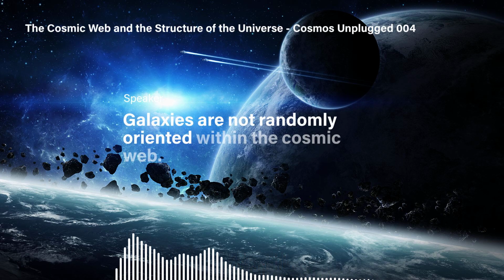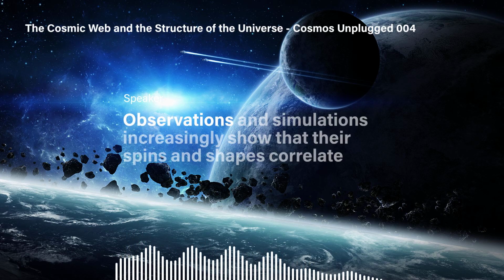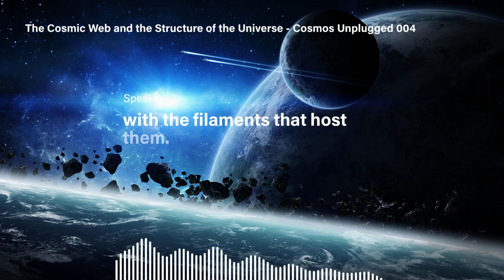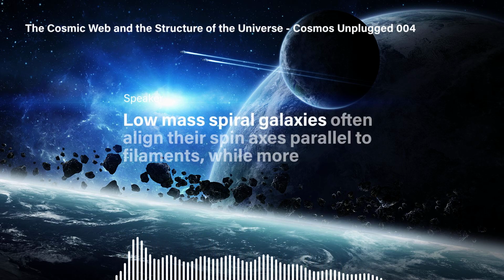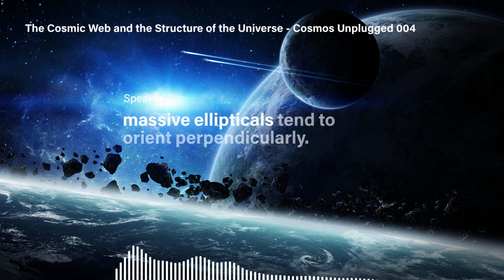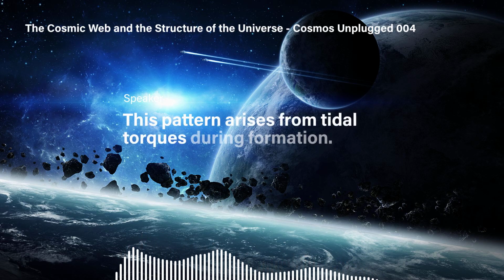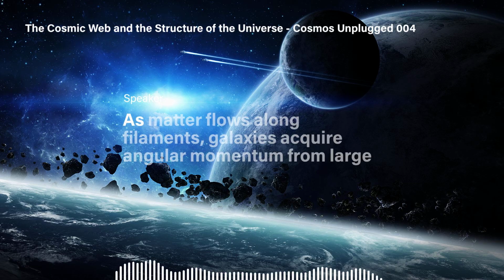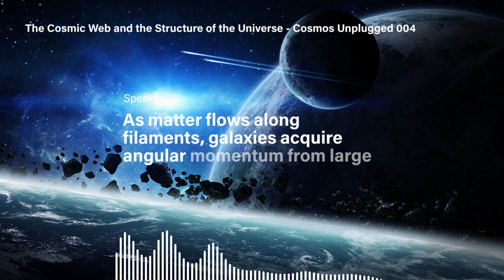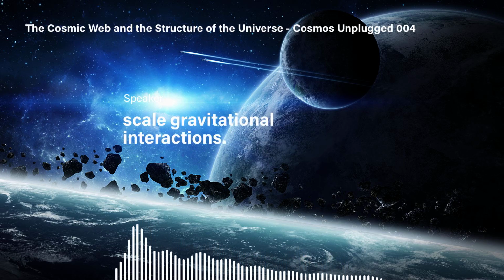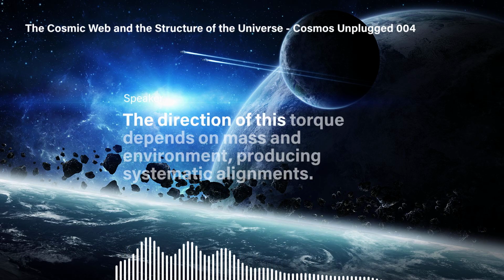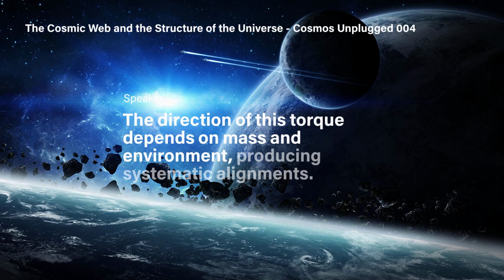Galaxies are not randomly oriented within the cosmic web. Observations and simulations increasingly show that their spins and shapes correlate with the filaments that host them. Low-mass spiral galaxies often align their spin axes parallel to filaments, while more massive ellipticals tend to orient perpendicularly. This pattern arises from tidal torques during formation. As matter flows along filaments, galaxies acquire angular momentum from large-scale gravitational interactions. The direction of this torque depends on mass and environment, producing systematic alignments.